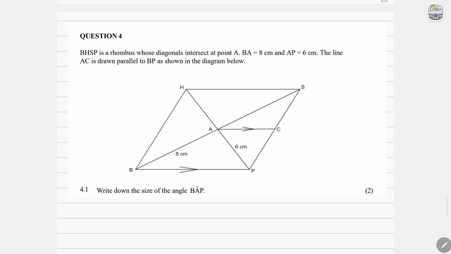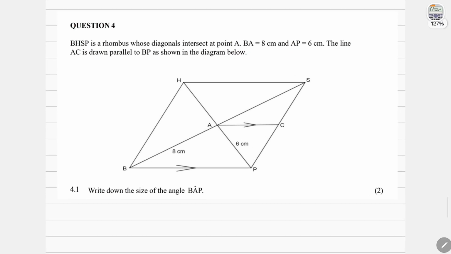Okay, so with this question, they say BHSP is a rhombus. The shape is a rhombus whose diagonals intersect at point A. And then they tell us that BA is equal to 8 centimeters. But in that 2024 exam, they gave you the length of the entire diagonal. Still the same thing. Remember, it's a rhombus. The diagonals bisect each other. So this is still the midpoint, meaning BA is equal to AS. Just keep that in mind. So BA equals 8 centimeters and AP equals 6 centimeters.